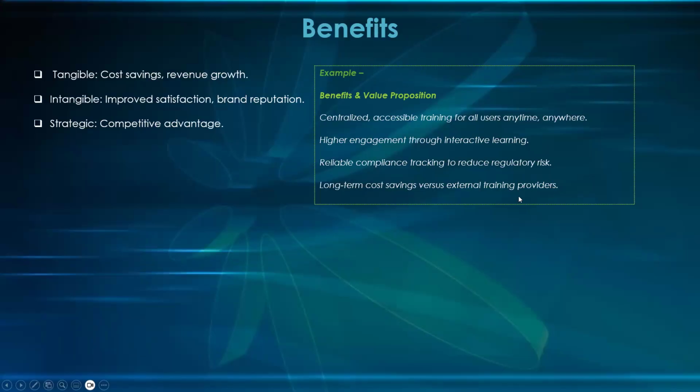Those are just the benefits. So you just come here, you state the tangible, the intangible, and the strategic competitive advantage that you have over your competitors. You just state it here, because it's your selling point. You're the one trying to sell this project to get investment.